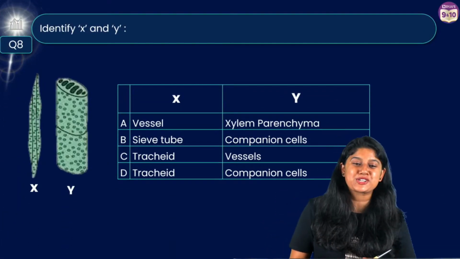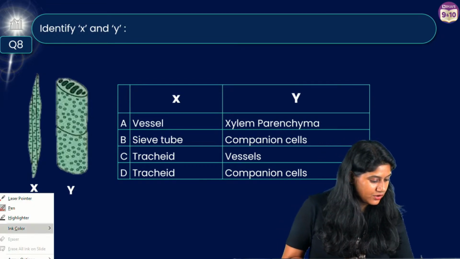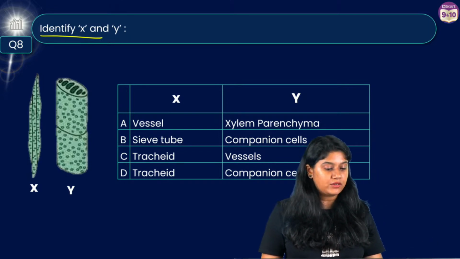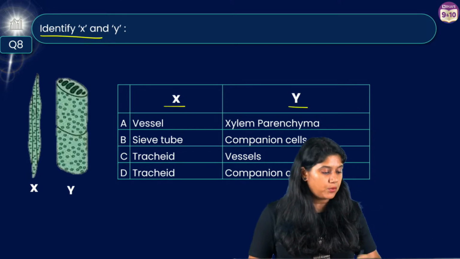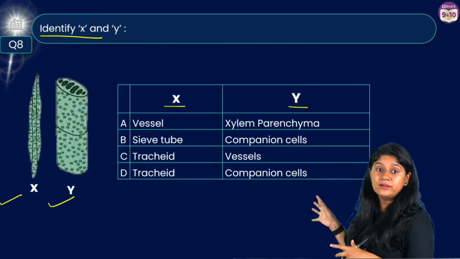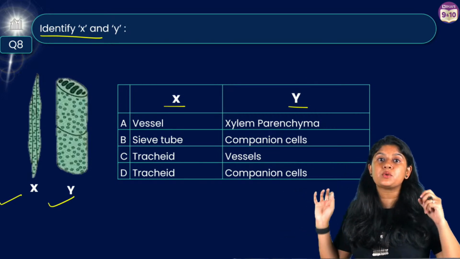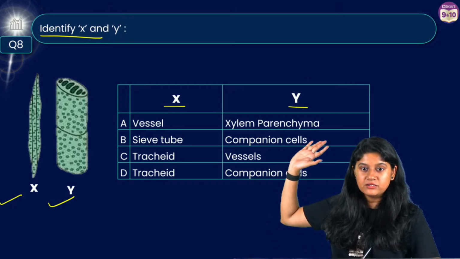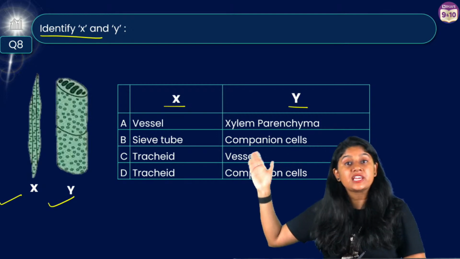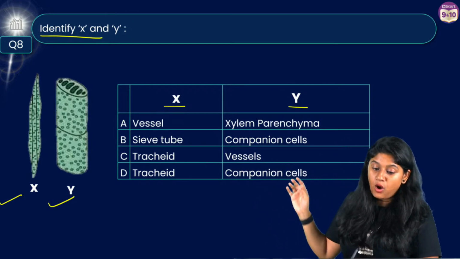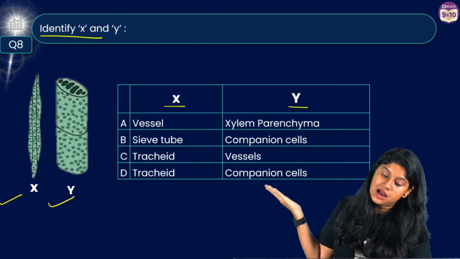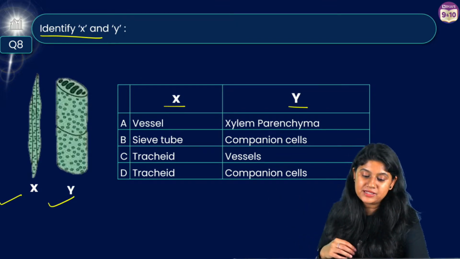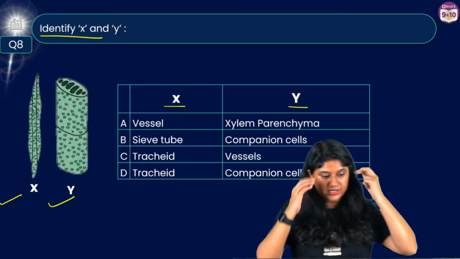Next question, everyone. Question number 8 on our screen. We have to identify X and Y. Over here we have X and over here we have Y. Look at the structure and then try to identify what is X. The options are vessel, sieve tube, tracheids. And for Y, the options are xylem parenchyma, companion cells, vessels. I can see the correct answer, everyone.